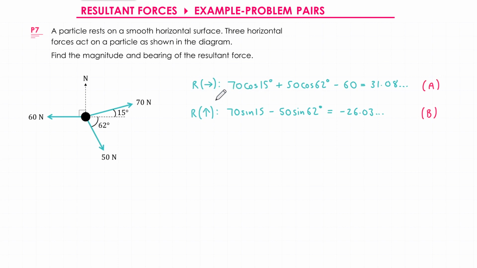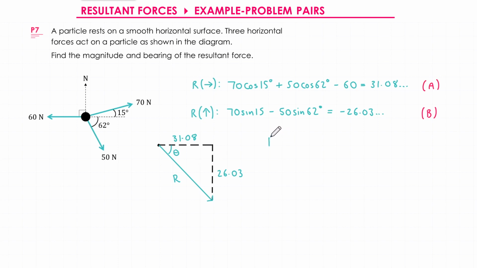Next, we'll draw a right angled triangle to represent these two components. From our start point, we're going to go right by 31.08. We have minus 26.03, which is telling us to go down the page. And our resultant force goes from the start to the finish. We'll label the magnitude of this force R, and the angle with the horizontal, we'll call that theta.